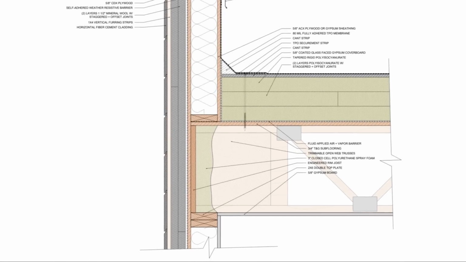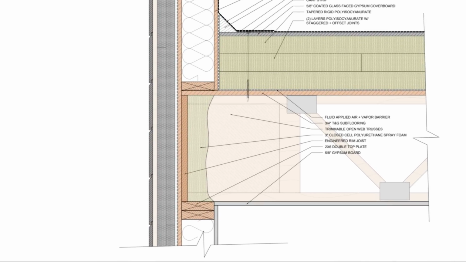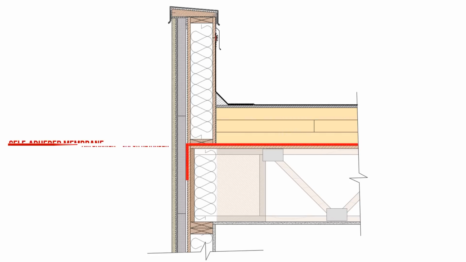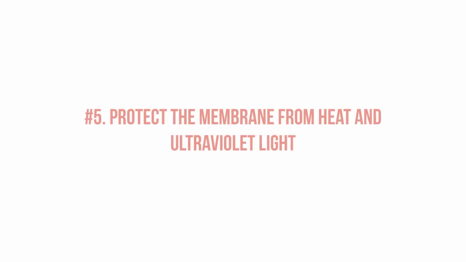You can also use a spray-applied air barrier product on the interior, or spray foam, though we found that these solutions tend to be much less reliable than lapping the air barrier membrane over the WRB and then constructing the parapet over that.